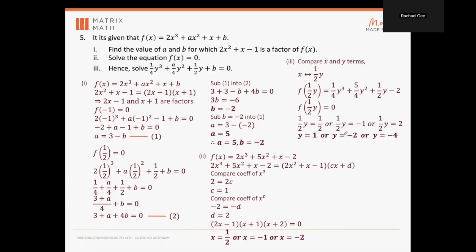Then you times 2, this will become -2. Then times 2 will become -4. So all the solutions just 2 times only.